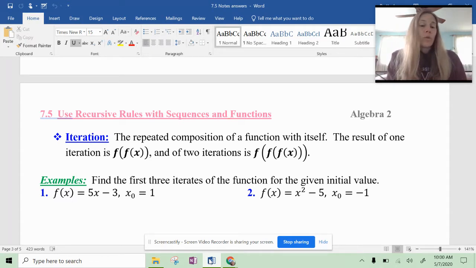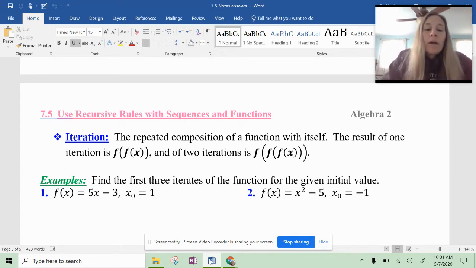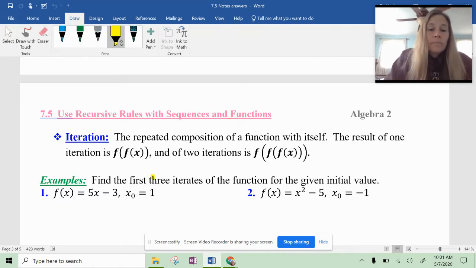So the first thing that we're going to go over is an iteration. An iteration is the repeated composition of a function within itself. So the result of one iteration would be f of x, which we had done back when we did some composite functions in an earlier chapter. And two iterations would be f of f of x. So essentially you're finding f of x, and then you're taking that solution and you're inputting it into that same function again. So we're going to actually go through finding the first three iterates of a function.